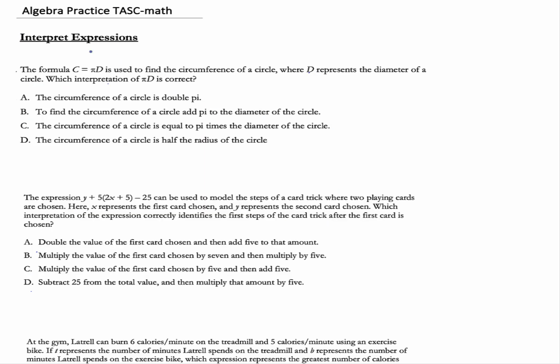Finally, in this last section, we're going to go to interpreting expressions. Again, this is just all reading skills. So it says the formula C equals pi d is used to find the circumference of a circle where d represents the diameter of a circle. Which interpretation of pi d is correct? So I see pi d. Now you have to ask yourself, what operation is going on between the pi and the diameter? Now we all know that's multiplication.